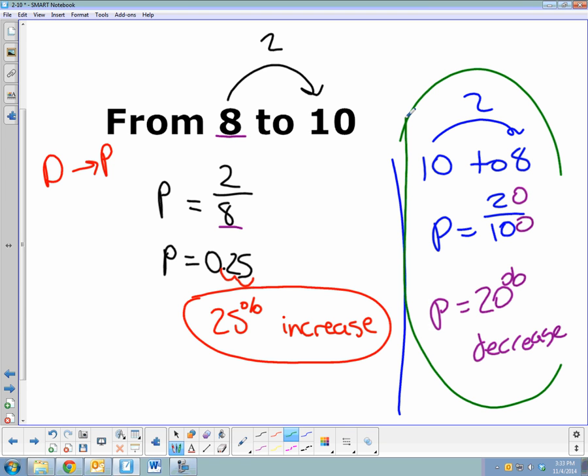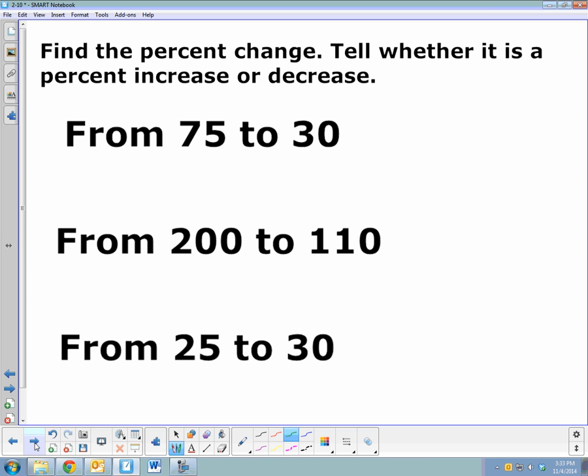So this is how you set it up. How much did it change? What was the original? So I've got 3 here. Try this on your own. Find the percent change. Tell whether it is a percent increase or a decrease. So pause it, try it on your own. I'm going to assume that you paused it, you tried it on your own, and now you're going to follow along with me and make sure that you did it the same way I did it.